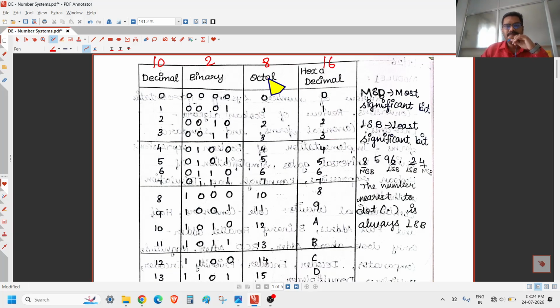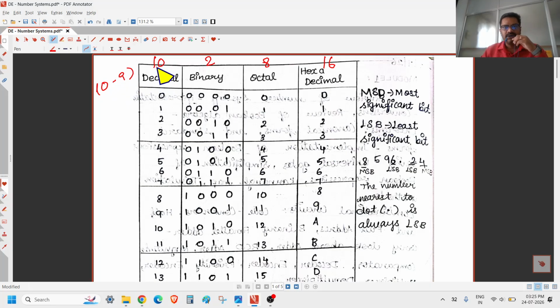Base means how many numbers there are in that number system. Since decimal has a base of 10, it contains numbers from 0 to 9. So the total is 10 numbers, and that is why the base for the decimal number system is 10.